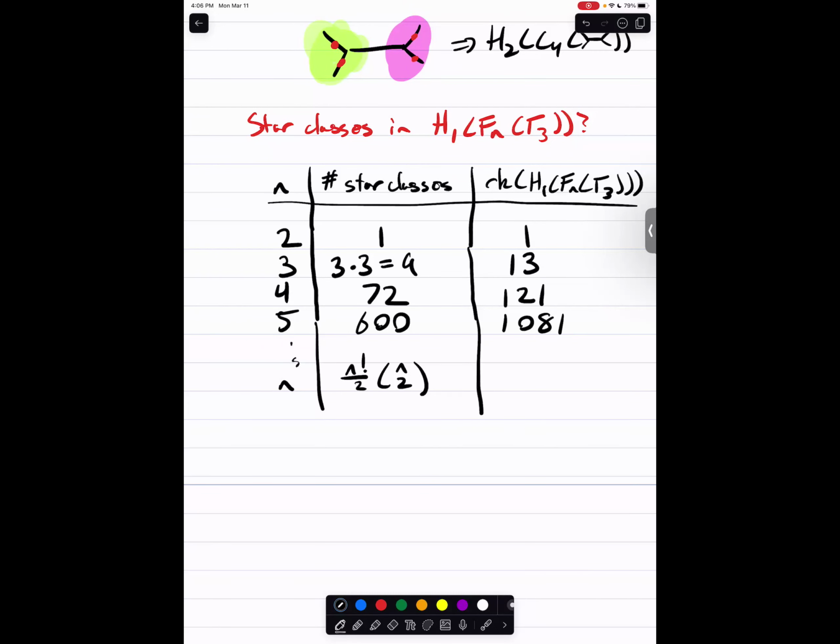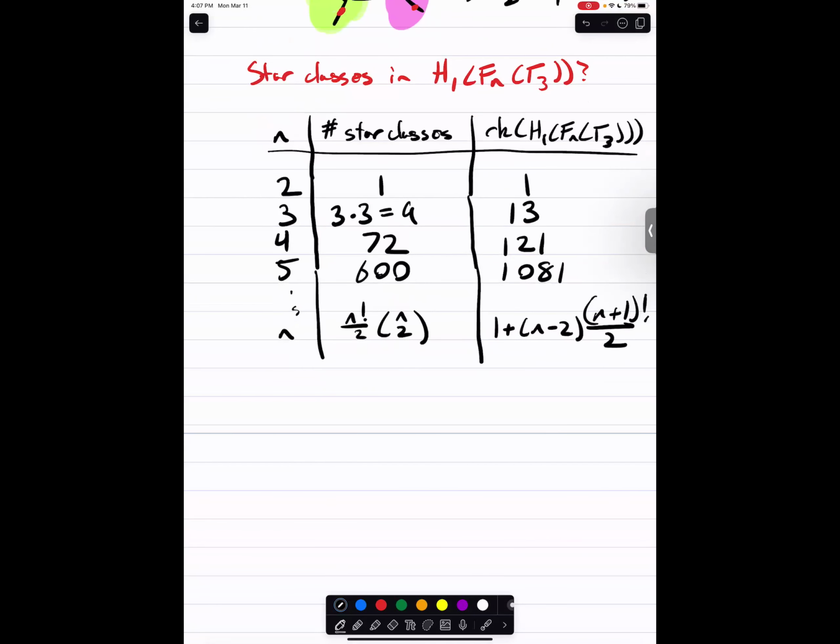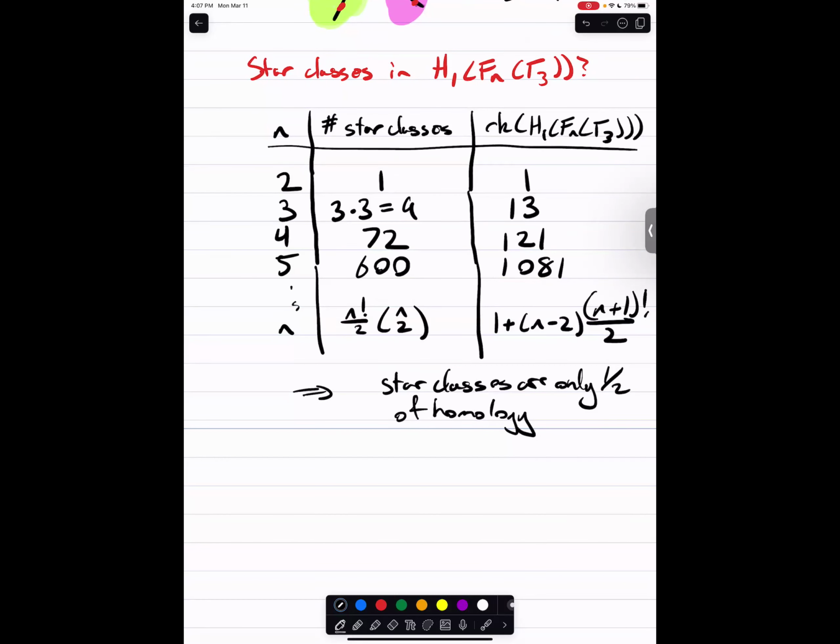And over here, there's a nice formula for the rank, due all the way to Ghrist in the early 2000s, that says the rank of the first homology of the star graph is 1 plus n minus 2 times n plus 1 factorial over 2. We stare at this calculation for a second and say, oh no, star classes are only half of homology. And so we need to start calculating more things. What happens when we start calculating?